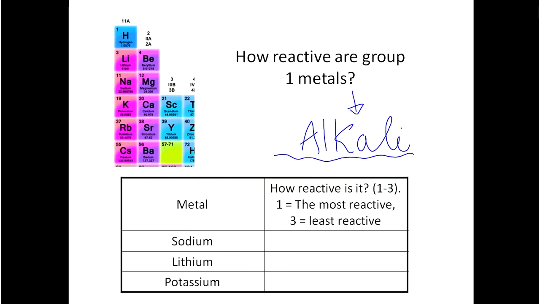How reactive are group 1 metals? Group 1 metals are also known as the alkali metals. You have sodium, lithium and potassium. Rate their reactivity in terms of 1 is the most reactive, 3 is the least reactive. Pause the video whilst you do it. Now let's go over the answer. Sodium is the least reactive. Lithium is the second least reactive. And potassium is the most reactive.